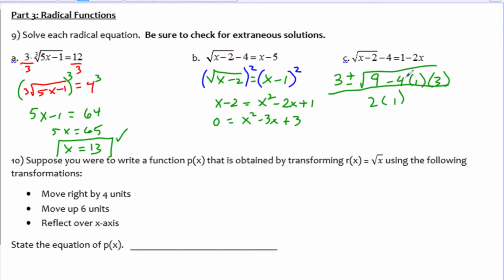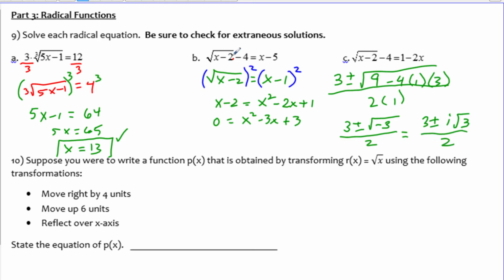If I simplify inside of this radical, it looks like it's going to say 9 minus 12. Well, if I do 4 times 1 times 3, I get 12. 9 minus 12 is negative 3. So this is 3 plus or minus the square root of negative 3 all over 2. For our purposes, we're going to say there are no real number solutions. But if we want to just see this being simplified, it's 3 plus or minus i root 3 over 2.